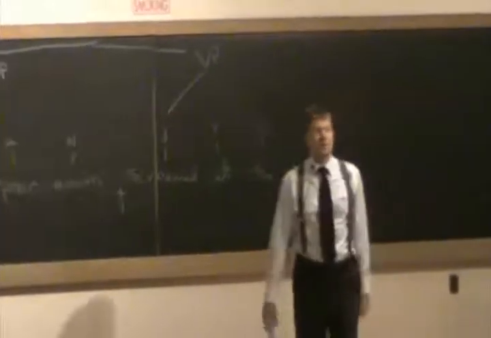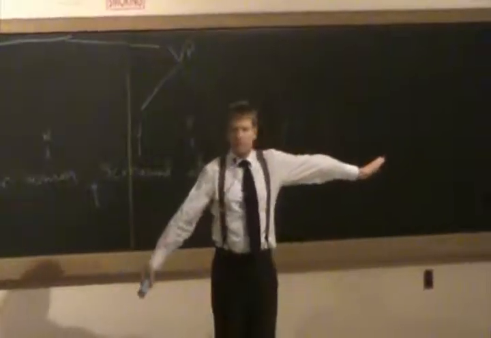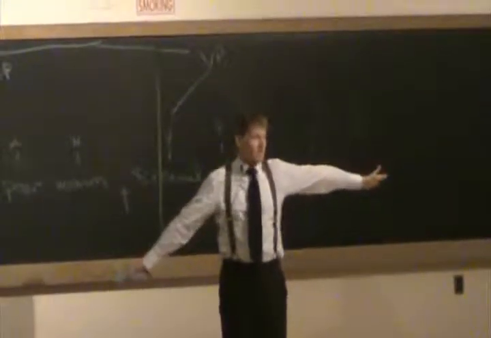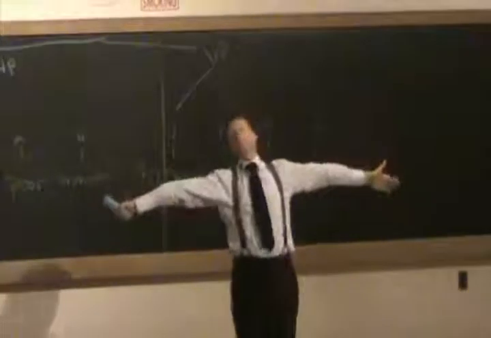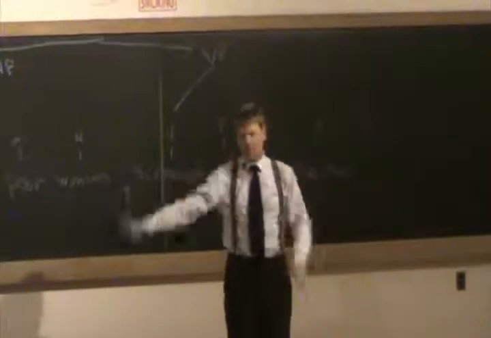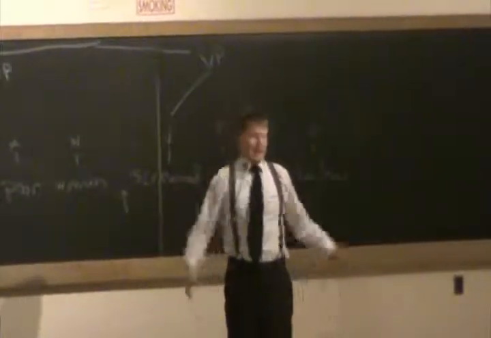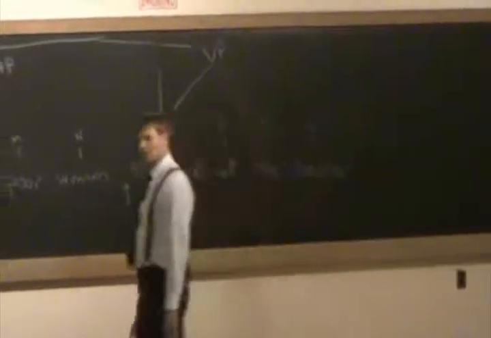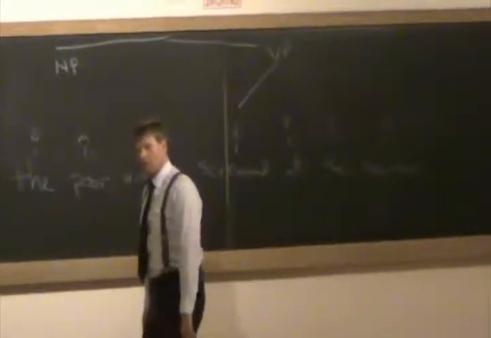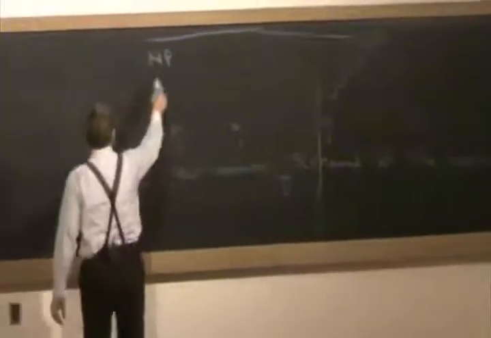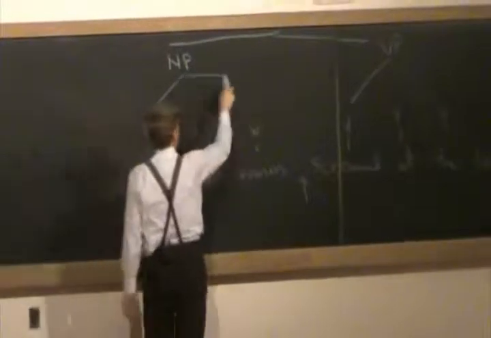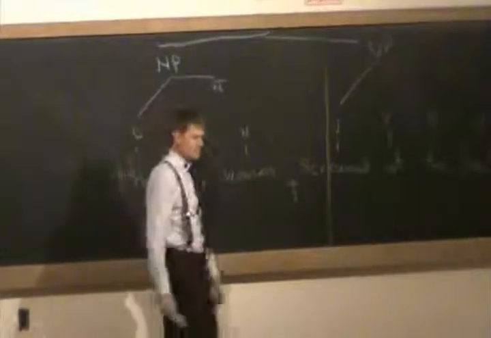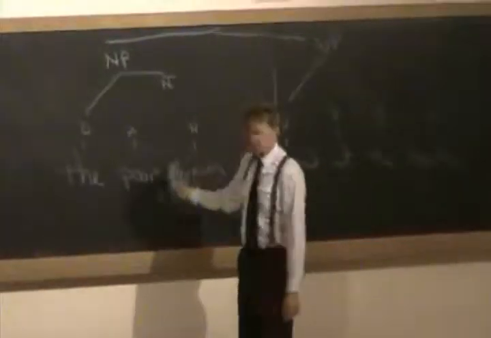A noun phrase is always an N-bar preceded by, potentially, a determiner. A noun phrase always looks like that. It's always got at most two things in it, determiner, N-bar, and at least one thing in it, N-bar. What's this one look like? This one is a determiner and an N-bar. So these two words must fit inside the N-bar.